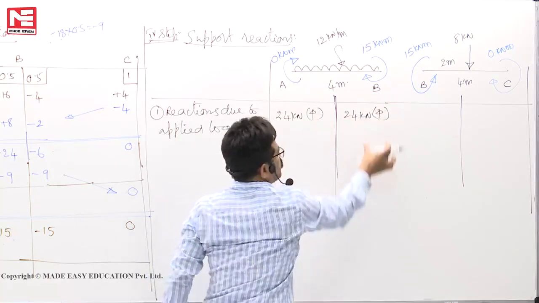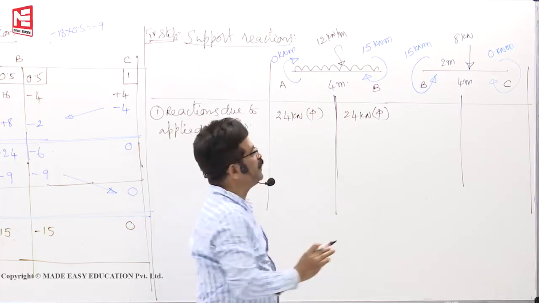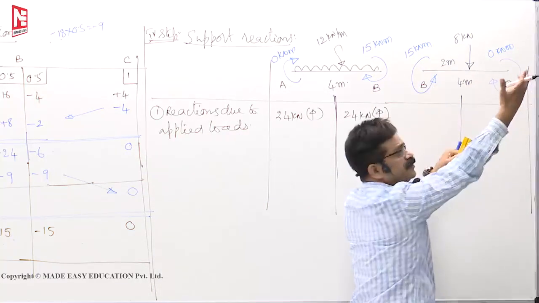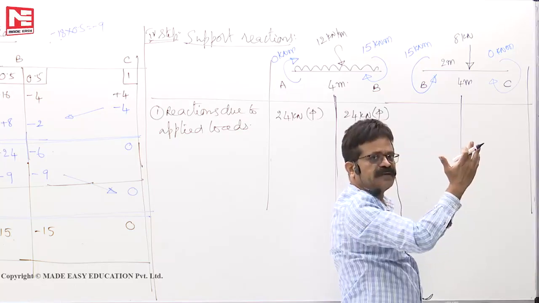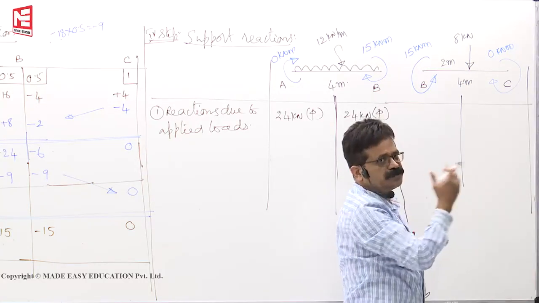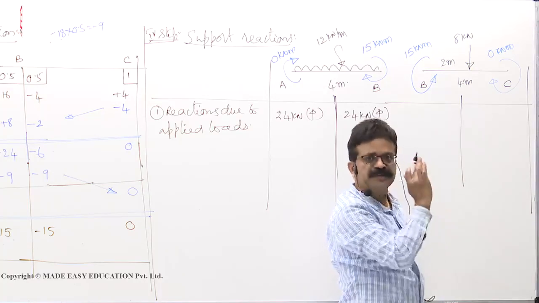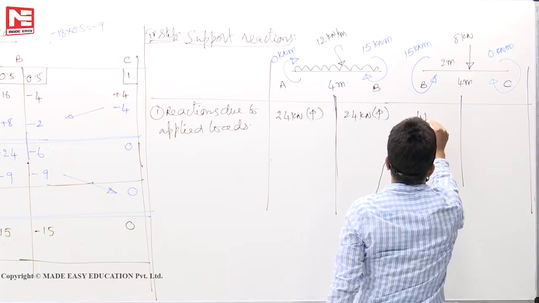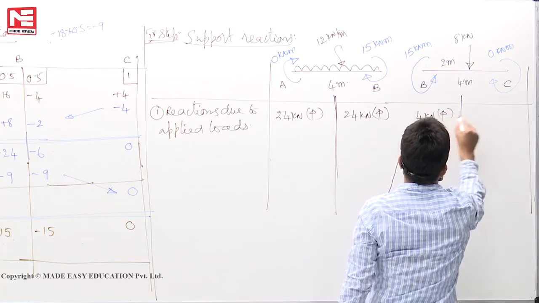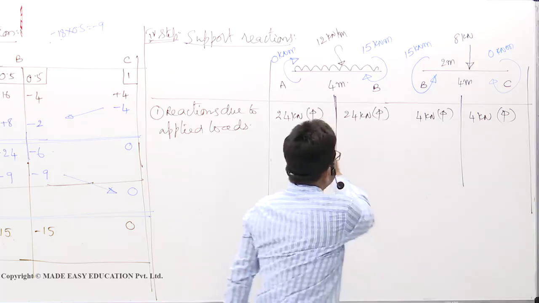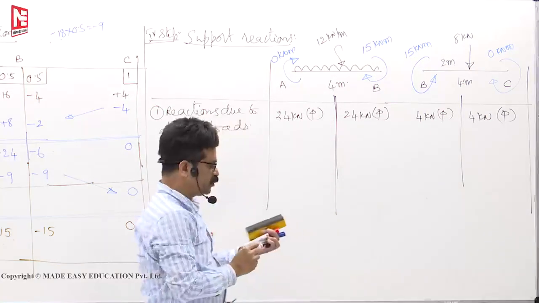This is support A, this is support B. Similarly here, this is also support B only. That means on the support B, the 8 kilonewton load will produce some reaction, and this UDL produces some reaction. So by the principle of superposition, due to 8 we know here 4 kilonewton upward, 4 kilonewton upward. So these are the reactions due to applied loads.